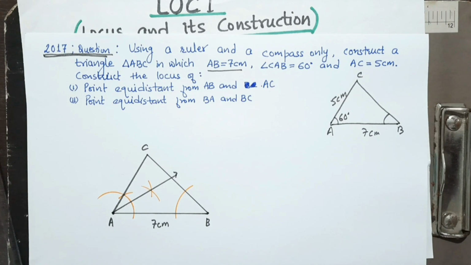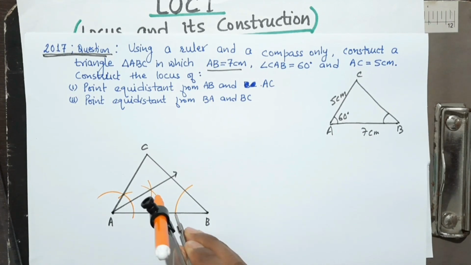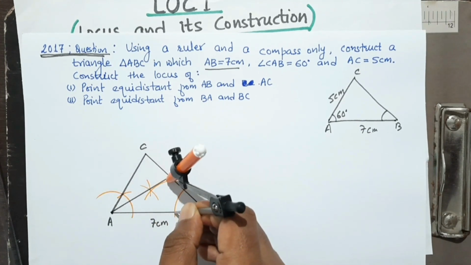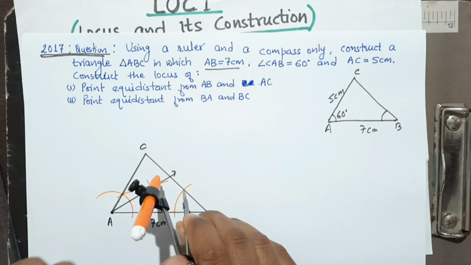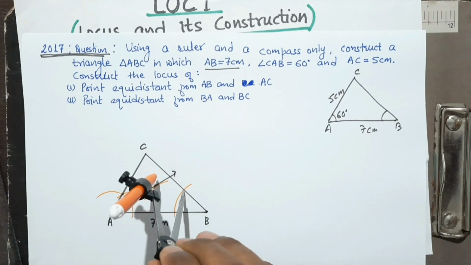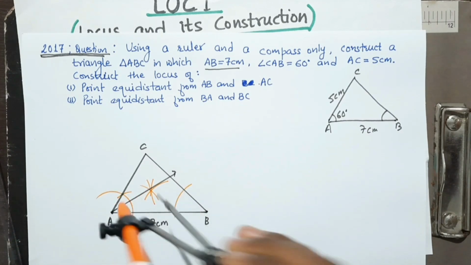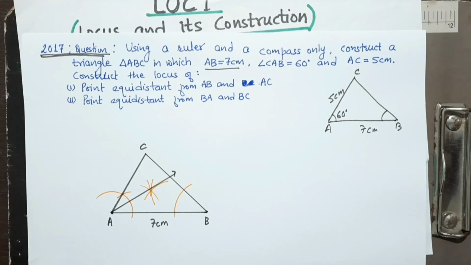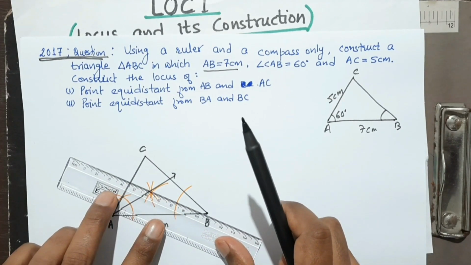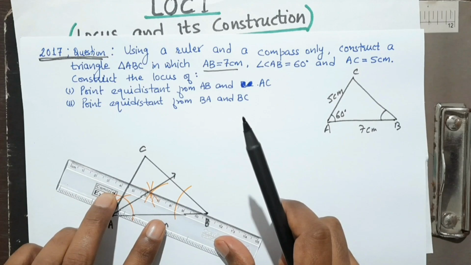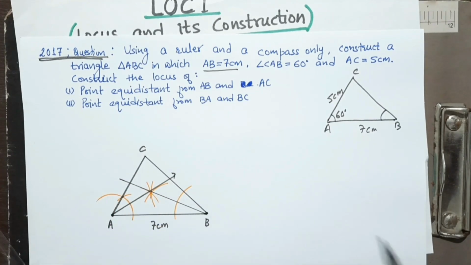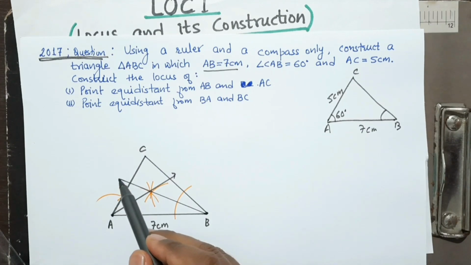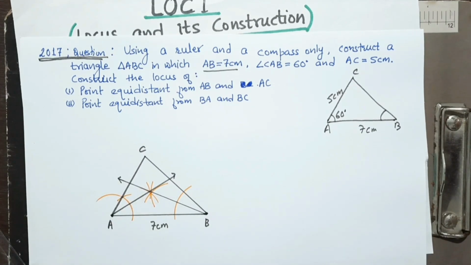Now we will keep our compass at the first point of intersection and then make another arc here. Then another arc from this point, and then cut the previous arc. Now we are ready to draw our angular bisector. So this is our second angular bisector. So this is how we complete our first question. This is a question from the 2017 paper.